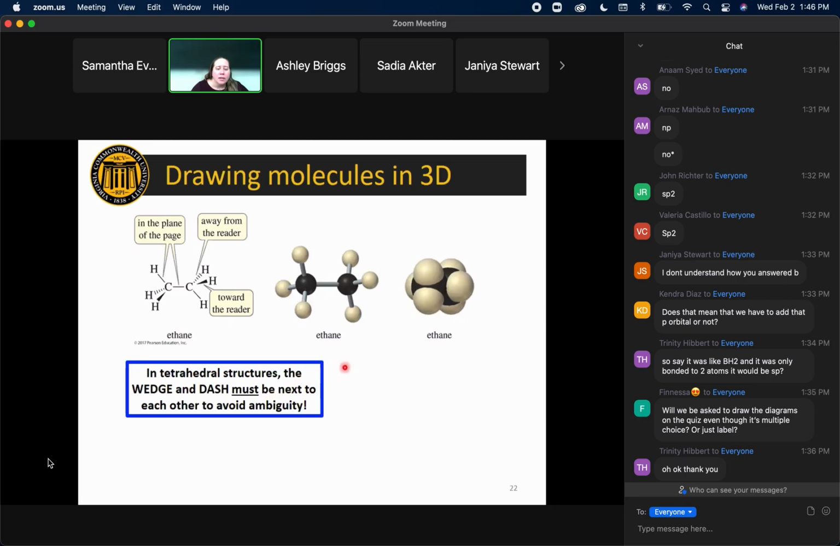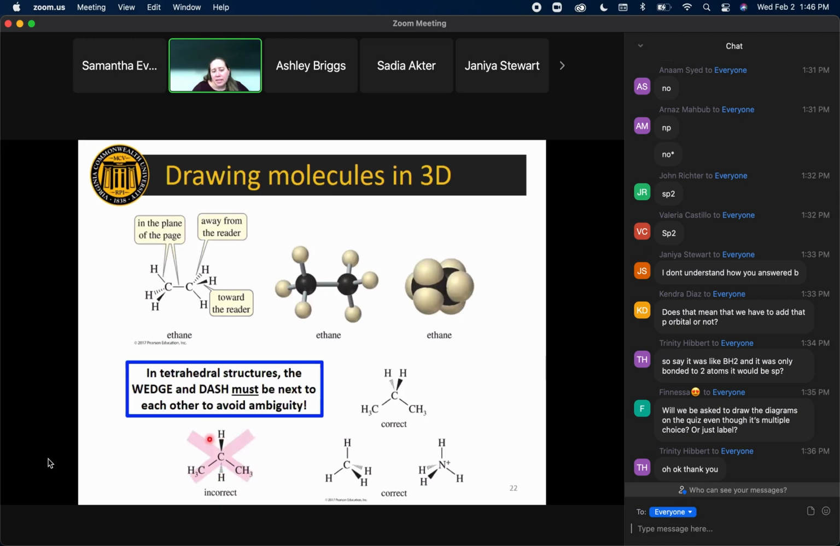Okay. So here's something really important. If you zoned out, I want you to zone back in and pay attention to what I'm about to say. This is super important. That's why it's got a box around it. If you have a tetrahedral structure, you have to put the wedge and the dash next to each other, or else you have not actually unambiguously defined what's going on.